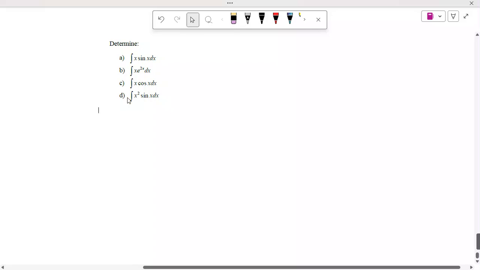Okay, so b, we have integrate x e to the power 2x dx.